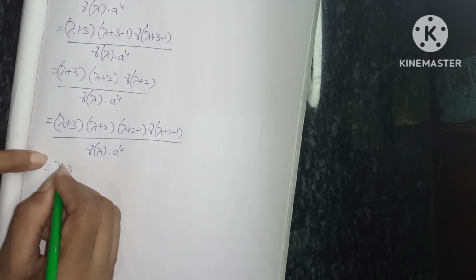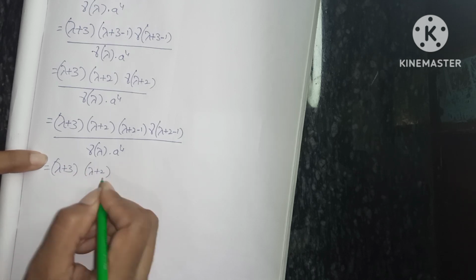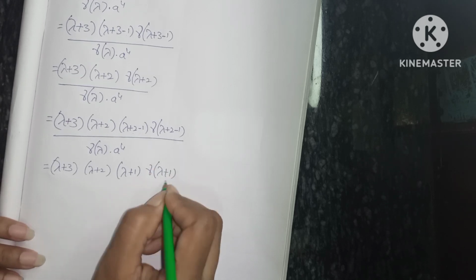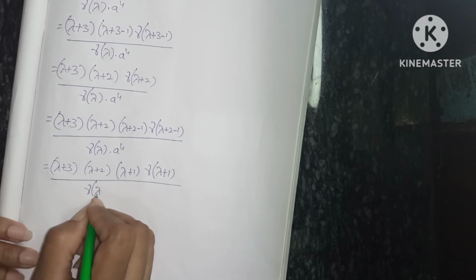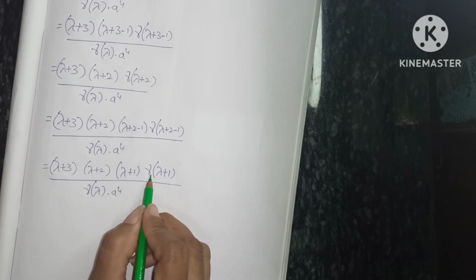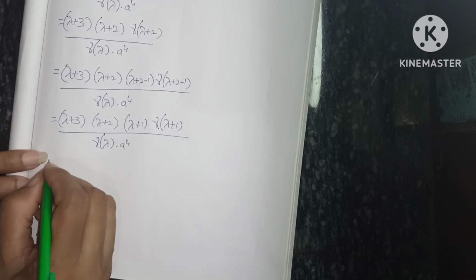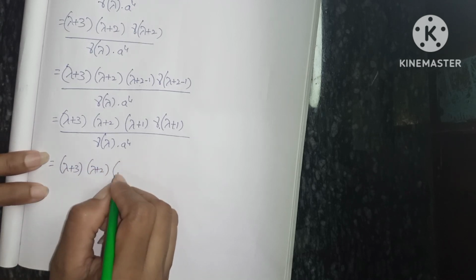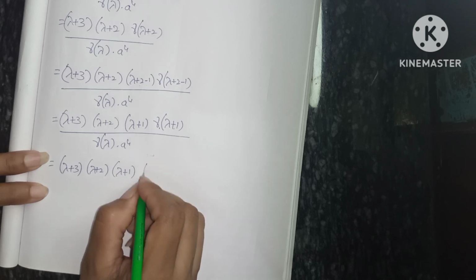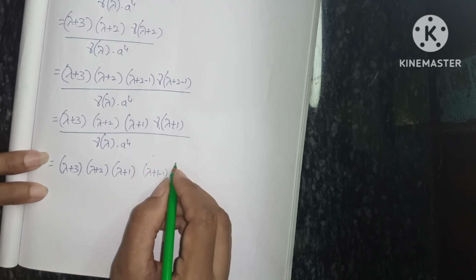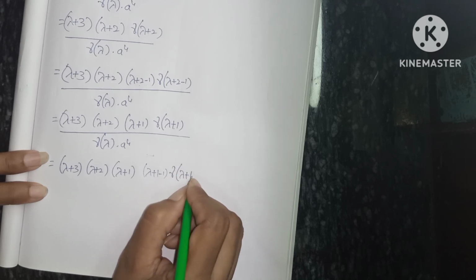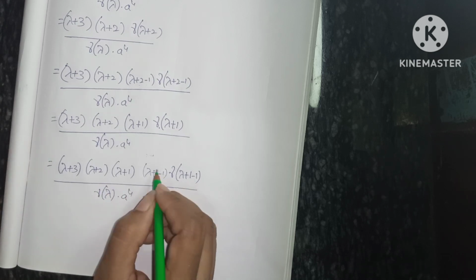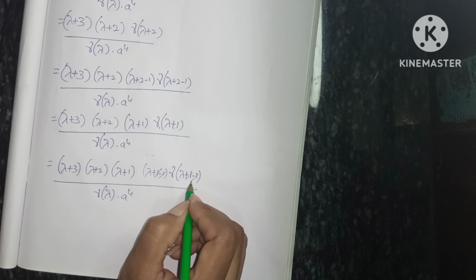So (lambda + 3)(lambda + 2)(lambda + 1) gamma(lambda + 1) by gamma(lambda) into a power 4. Again, it is in the form of gamma of lambda. So (lambda + 3)(lambda + 2)(lambda + 1)(lambda + 1 - 1) gamma(lambda + 1 - 1) by gamma(lambda) into a power 4. The plus 1 minus 1 gets cancelled.